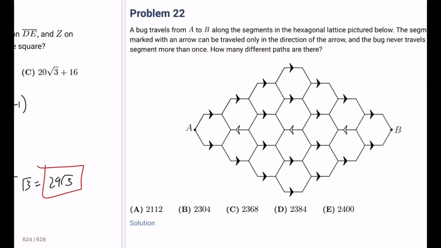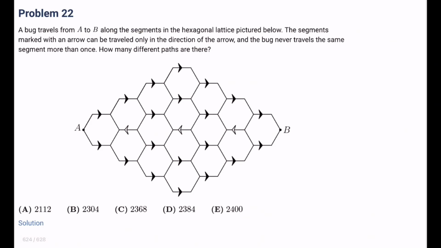It's A. Number 22, a bug travels from A to B along the segments in the hexagonal lattice pictured below. The segments marked with an arrow can be traveled only in the direction of the arrow, and the bug never travels the same segment more than once. How many different paths are there?